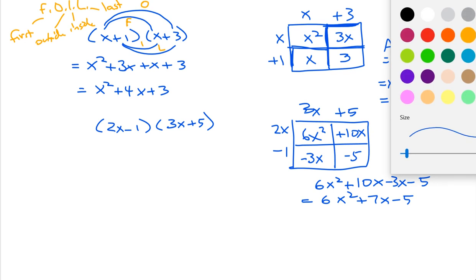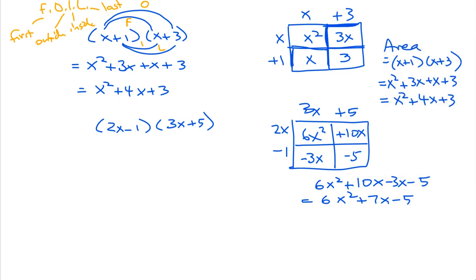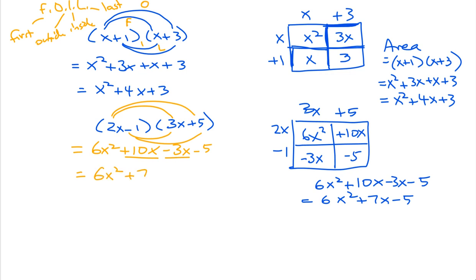All right, let's do the same question without the picture. So first I'm going to multiply these two. 2x times 3x is 6x squared. 2x times 5 is 10x. -1 times 3x is -3x. -1 times 5, -5. Collect the like terms, right? These are the like terms. 6x squared plus 7x minus 5. Right? So even if some of the side lengths are negative, you can still do this math.